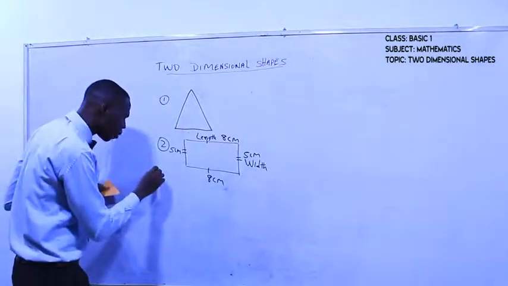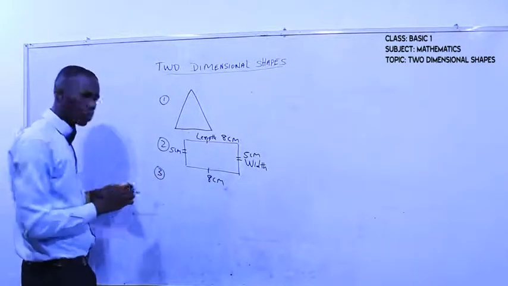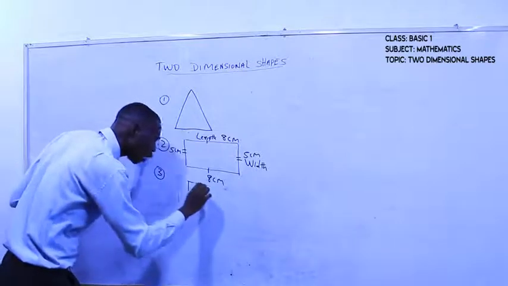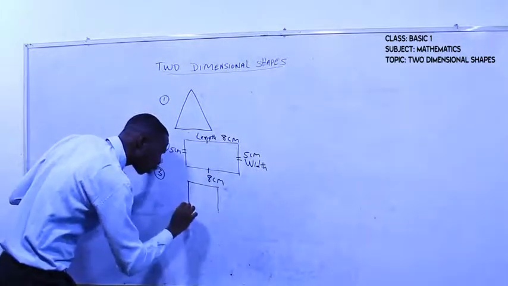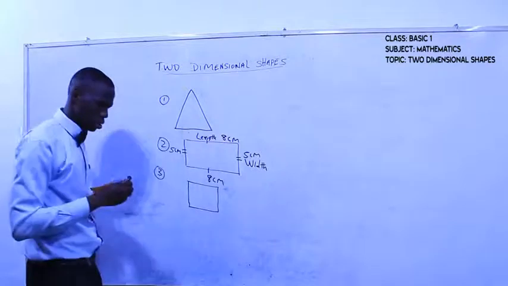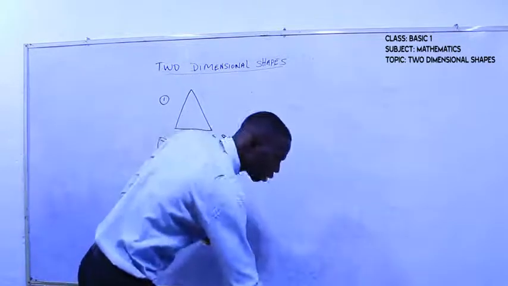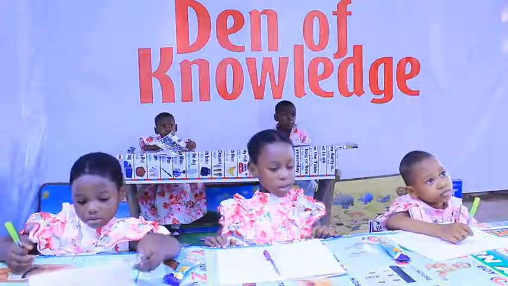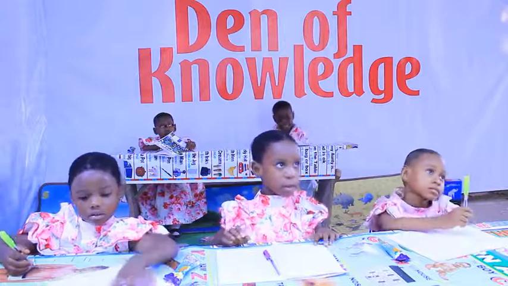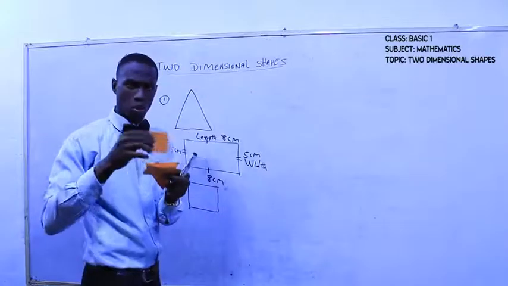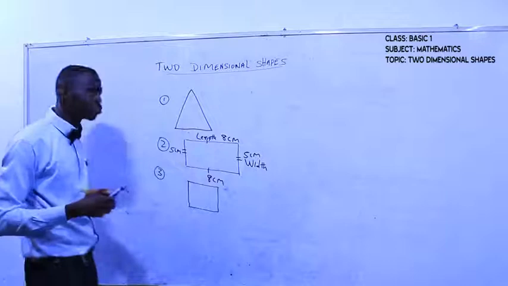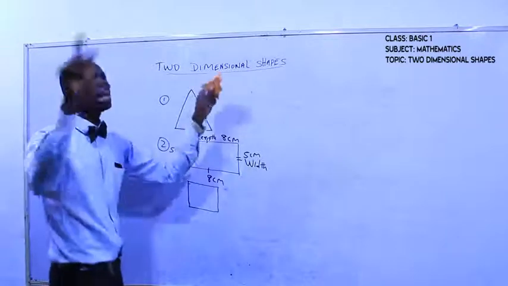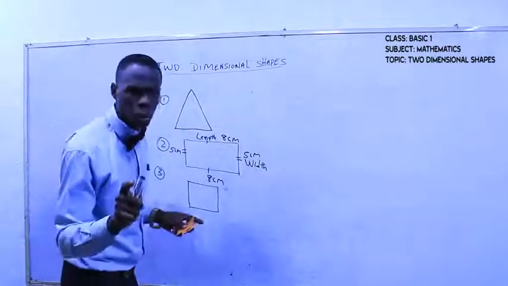We have another one, number 3. We have Mr. Square. Sometimes you'll be called square head. Look at how square looks like. This is how rectangle looks like. This is square head. One thing about square is that all the sides are equal.